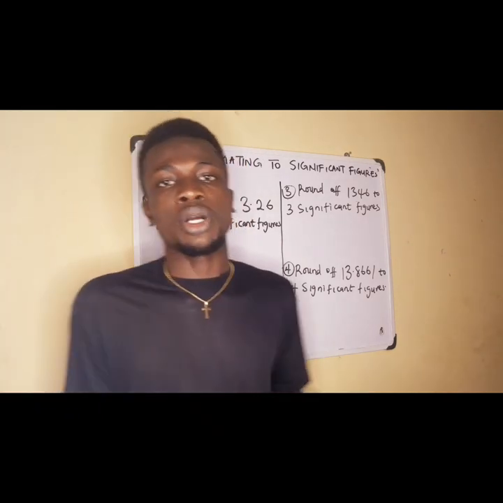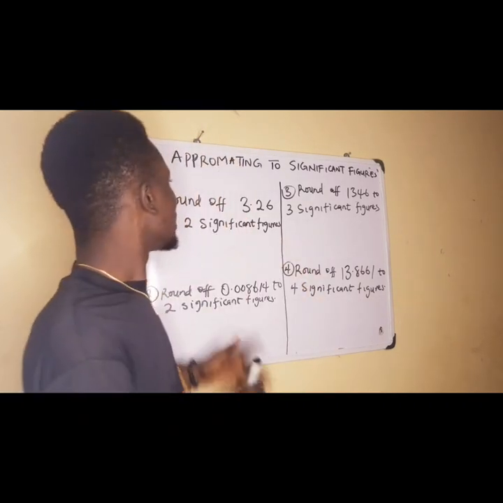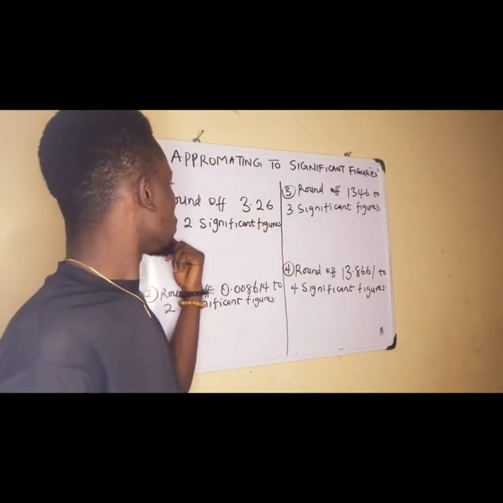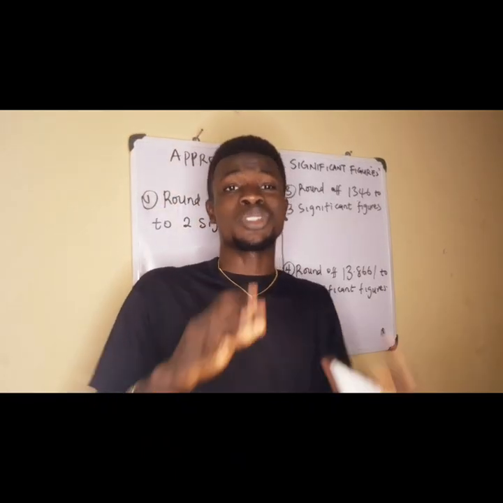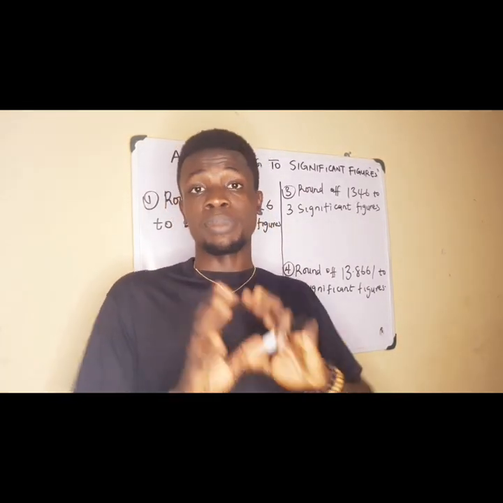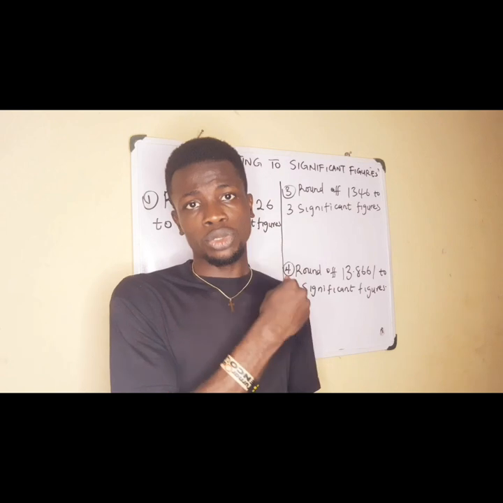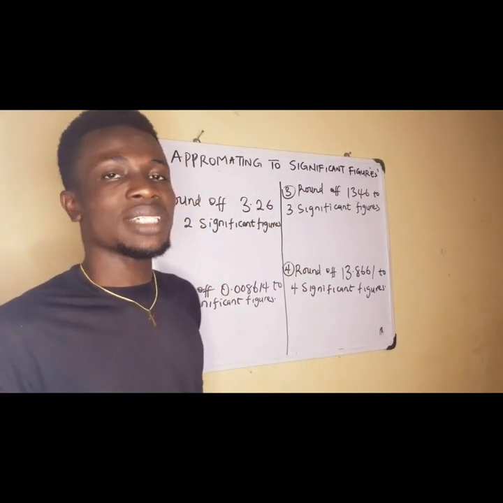So we're going to round a couple of numbers to significant figures. And the first one is this. Round up 3.26 to 2 significant figures. Now let me also say this. Significant figures don't bother about the sign, decimal places or decimal sign. It does not bother about it. Okay, so I'll show you what I mean here. So we're asked to round up to 2 significant figures.